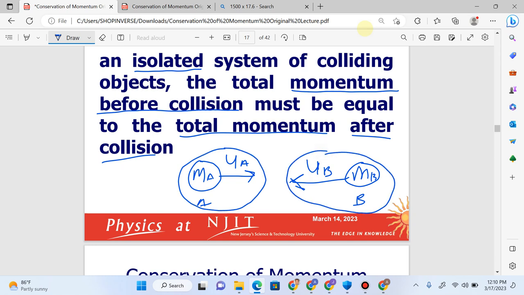How do you get the momentum of A? The momentum of A before collision is mass times initial speed of A, while the momentum of B before collision will be mass of B times initial speed of B. That's how you calculate momentum.